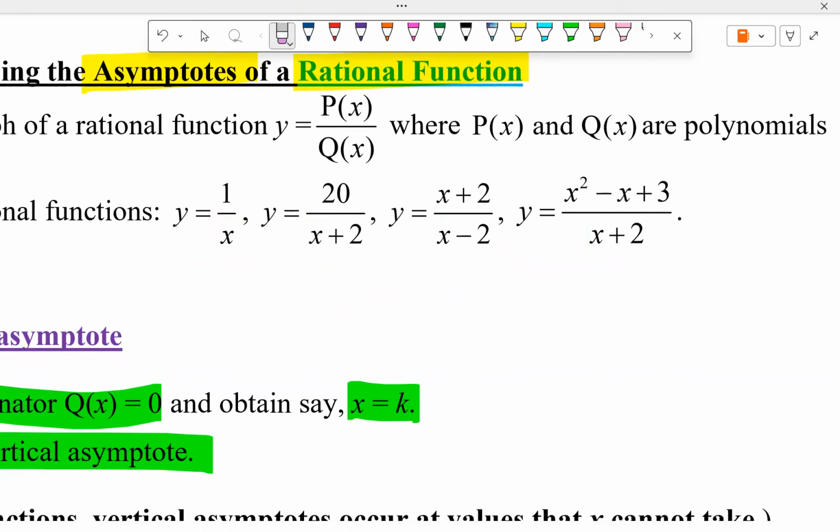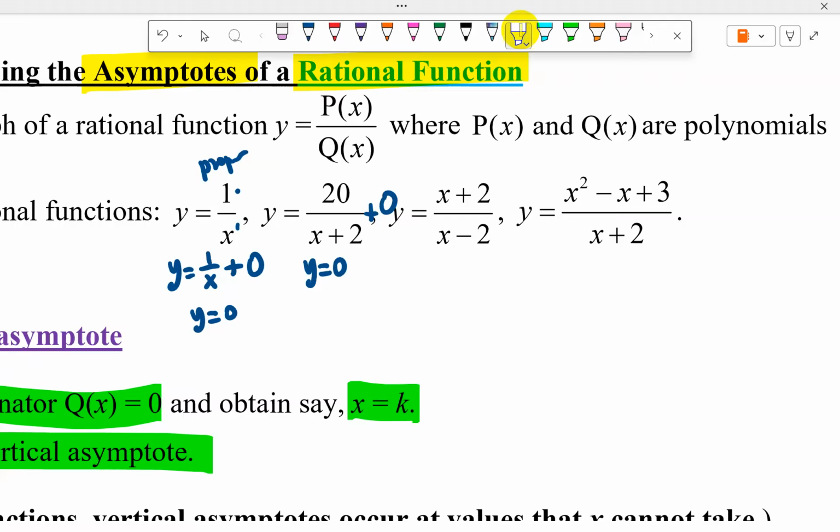First things first, let's check whether it is proper or improper. This is constant over x, so this is already proper. If this is proper, that means I can write this as y equals 1 over x plus a 0 quotient. Therefore, y equals 0 is the equation of the horizontal asymptote for this graph. Same thing here, this is already proper, so the quotient is 0. Therefore, y equals 0 is a horizontal asymptote.